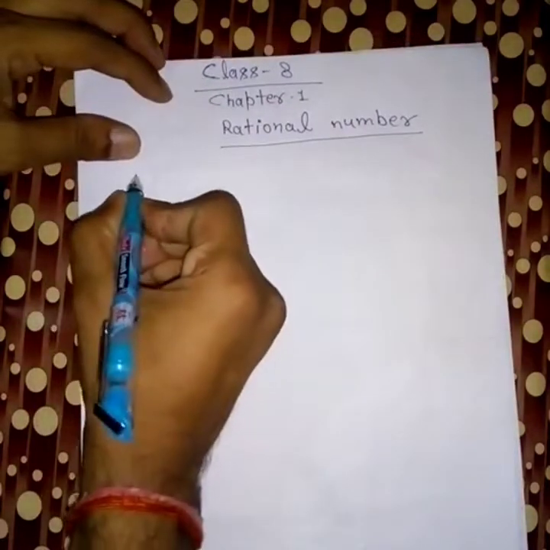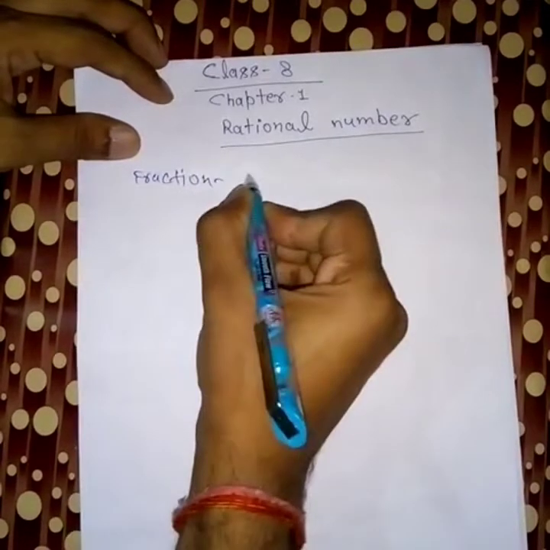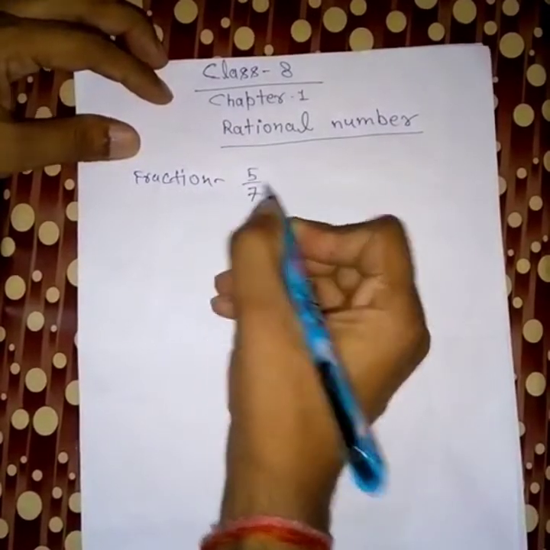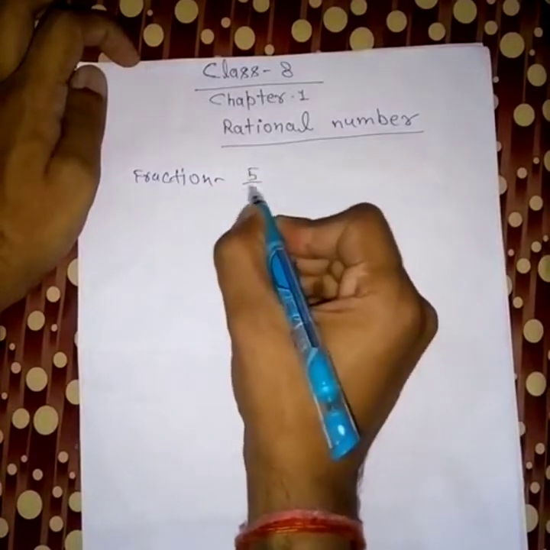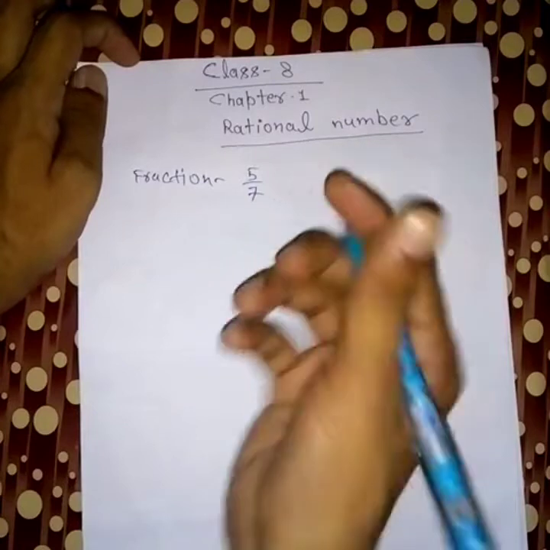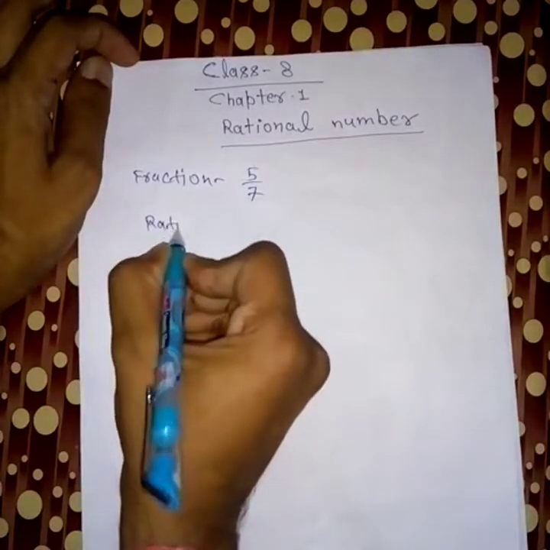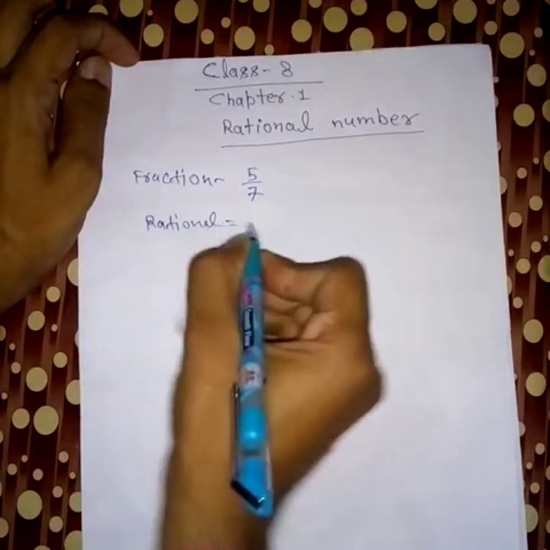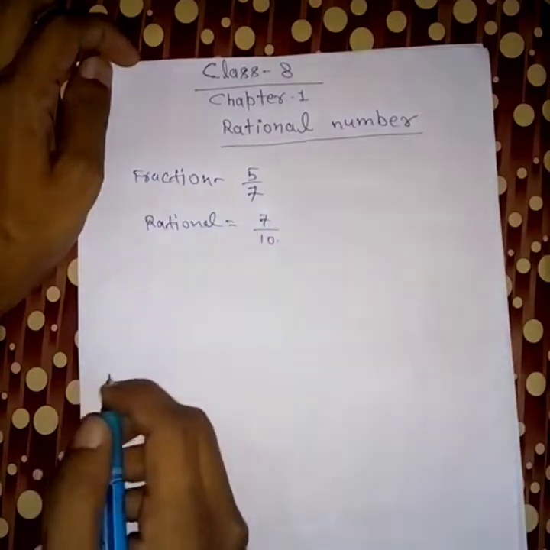If we talk about the fraction, there is a number 5 by 7. 5 by 7 means 5 parts of 7. Fraction means a part of something. And if we take an example of a rational number, suppose 7 by 8, I say it is a rational number and it is a fraction.